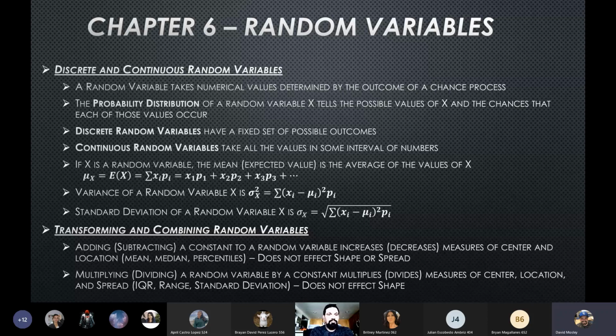Multiplying or dividing a random variable by a constant multiplies or divides measures of center, location, and spread. So this, in addition to mean, median, and percentiles, adds on that it affects IQR, range, and standard deviation, but again does not have effect on shape.